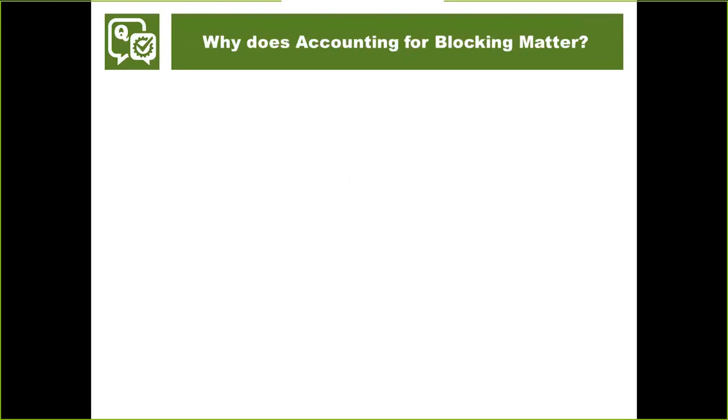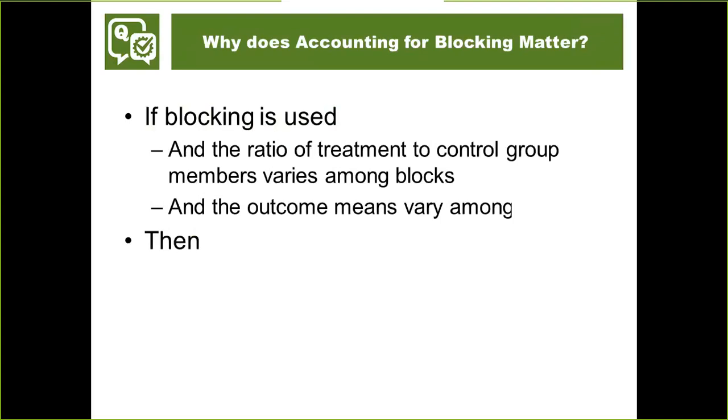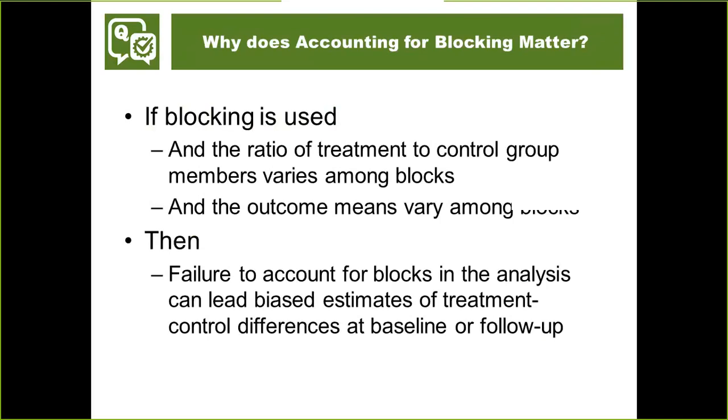Why does accounting for blocking matter? If individuals or clusters are assigned to treatment and control conditions within blocks, and the ratios of treatment to controls vary among the blocks, and the outcome means vary among the blocks, then failure to account for the blocks in the analysis could lead to really badly biased estimates of the impacts or the baseline treatment control differences.